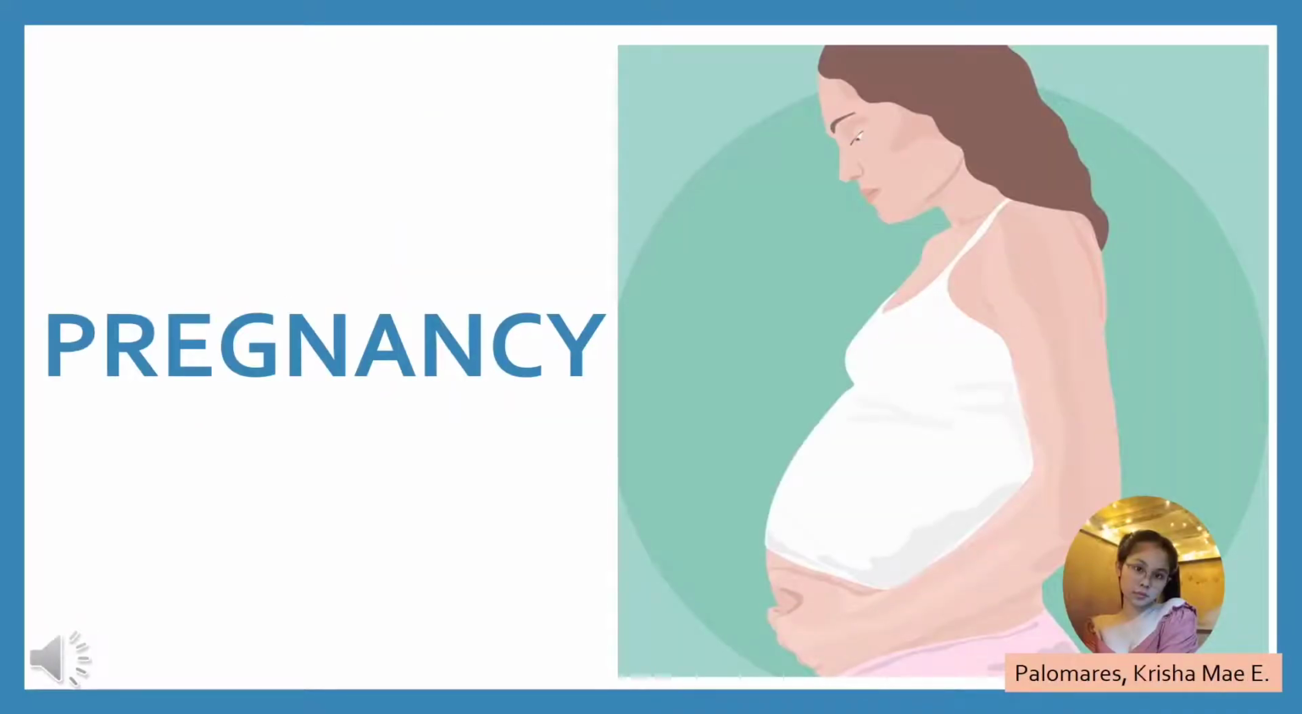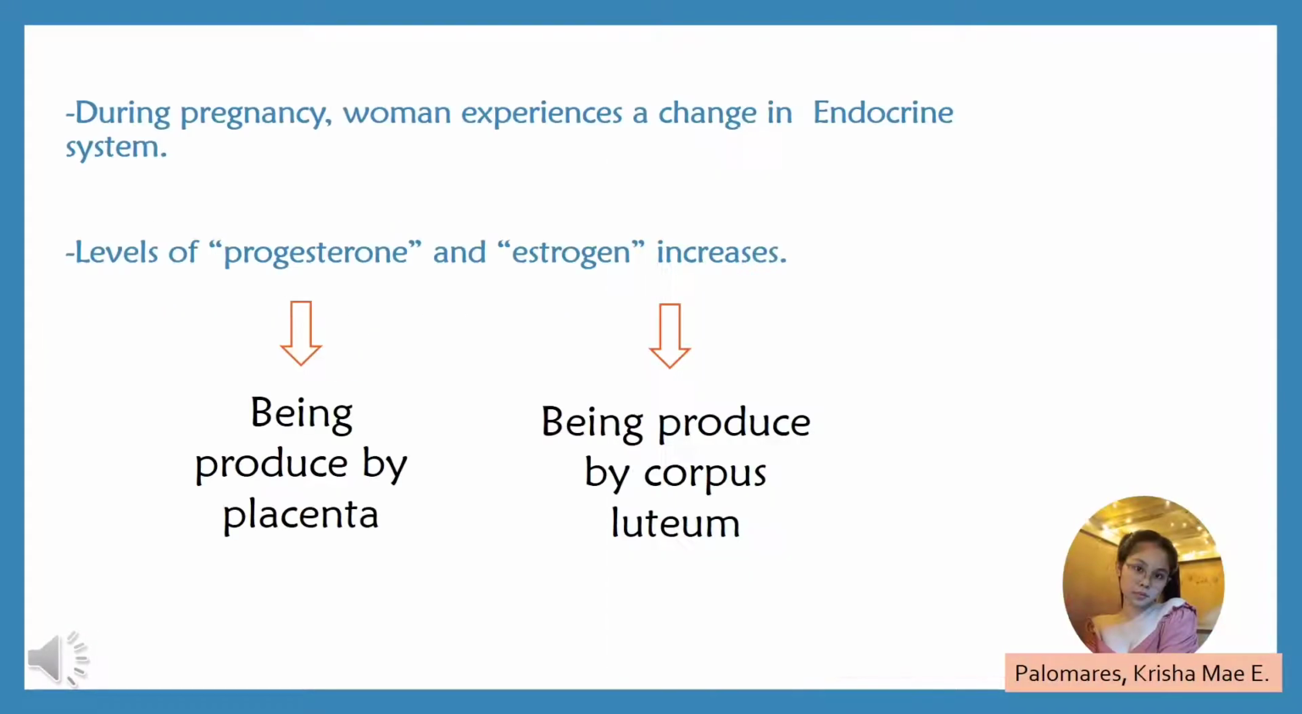And now, let us proceed to pregnancy. During pregnancy, a woman experiences a change in her endocrine system. Throughout pregnancy, the levels of progesterone and estrogen increase, the estrogen being produced by the placenta and the progesterone being produced by the corpus luteum and later by the placenta.